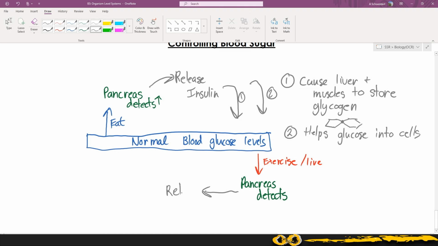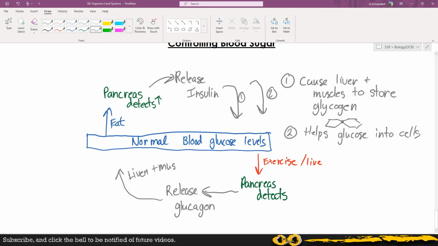It is going to cause the release of a different hormone. It is going to cause the release of glucagon. And I like to remember this by thinking that glucagon is released when glucose is gone. And that is going to have the opposite effect.